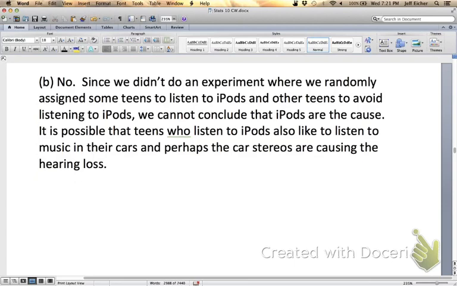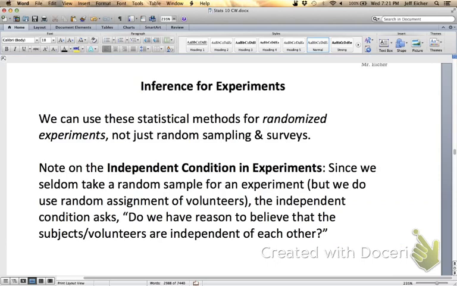On experiments, we can use these statistical methods for randomized experiments, not just random sampling in surveys. It's much more common in the science field to have randomized experiments and to use this two-sample z-test, or what we'll learn later, two-sample t-test for means in clinical trials and experiments.